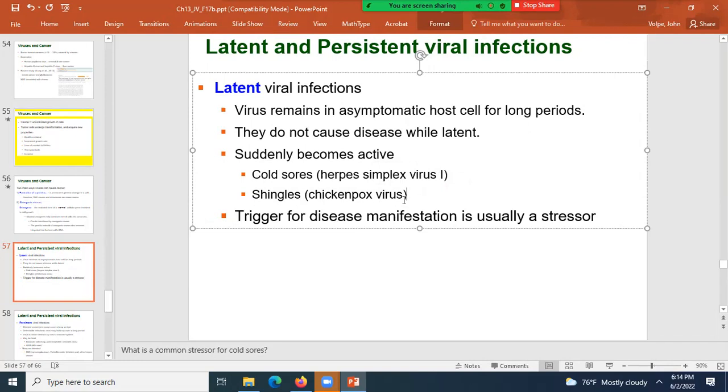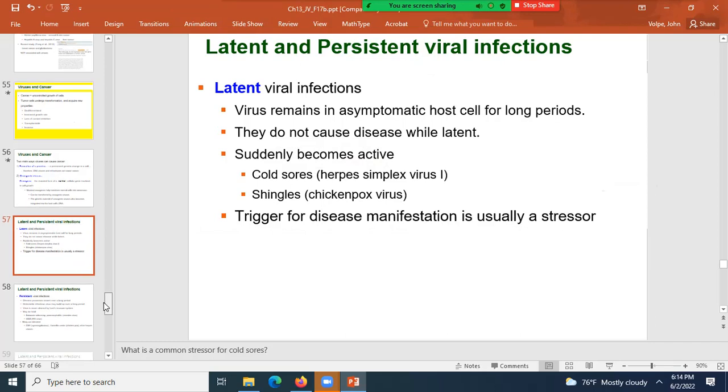There is usually a trigger for activating the virus from the latent life cycle to the active life cycle, causing the shingles. It's usually a stress, which puts stress on the immune system, and then the virus comes out and replicates. With the cold sore, the stress is usually a cold. And that's why we call it a cold sore, because people tend to get cold sores when they have a cold. Any question about any of that?